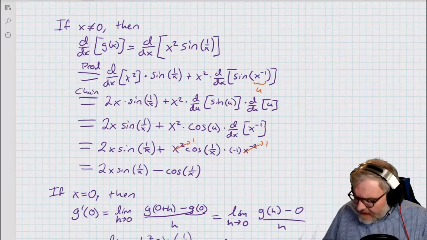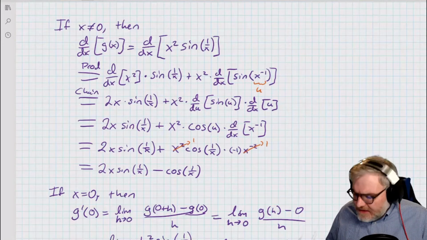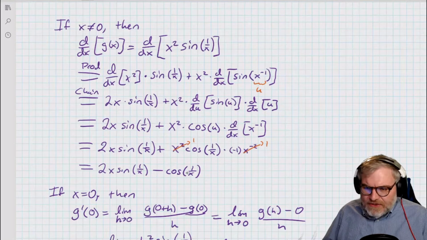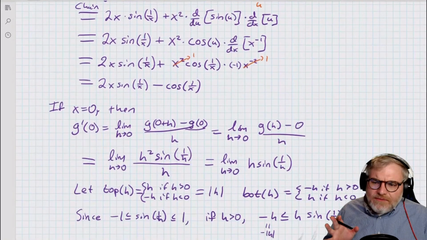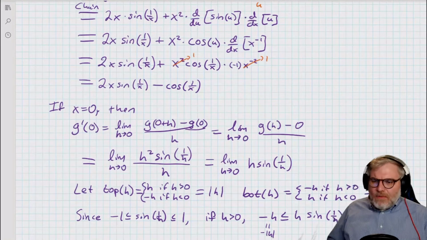Now, that x to the negative 2 is going to cancel with that x squared. I'm going to wind up with 1 on each case. I bring over my negative 1 when I simplify, and I've got 2x sine of 1 over x minus cosine of 1 over x. And that's if x does not equal 0. If x does equal 0, I'm going to use the h definition of the derivative. I'm going to go ahead and sub in the 0 right away.